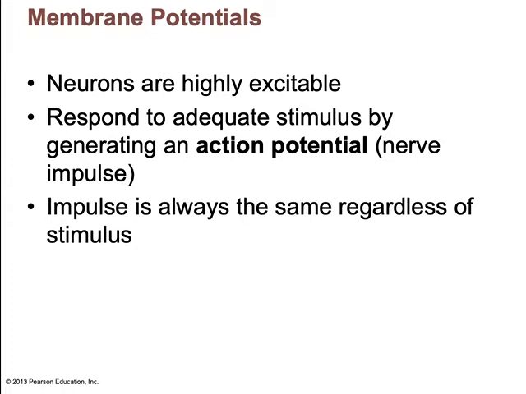Okay? Other cells in the body can't produce action potentials because of the lack of these special membrane proteins that are designed to respond to a chemical stimulus and an electrical stimulus in such a way that we can produce this particular type of long distance signal. All right.